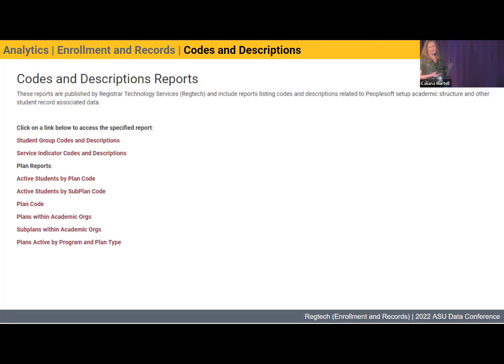So sometimes it's useful to be able to look up what the description is for all of those. And then all of these other reports are about academic plan codes. Those are called majors or programs. You can list all the plan codes, how many students are in them, who the students are.